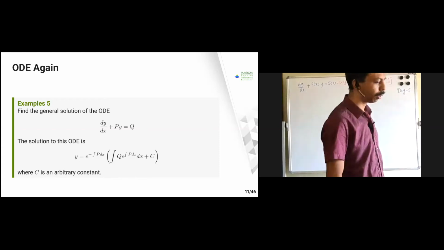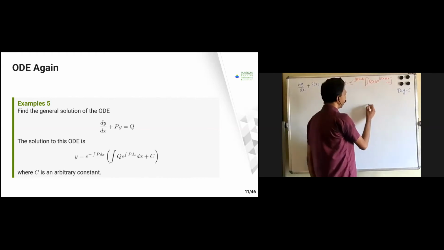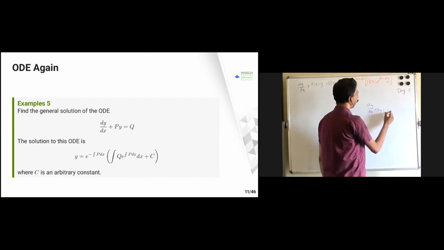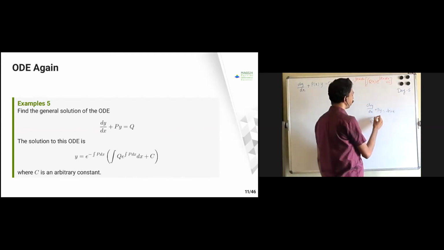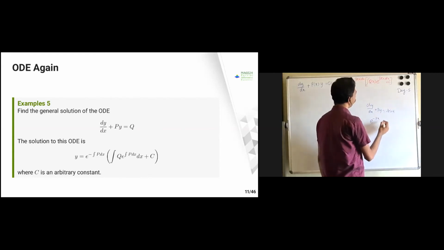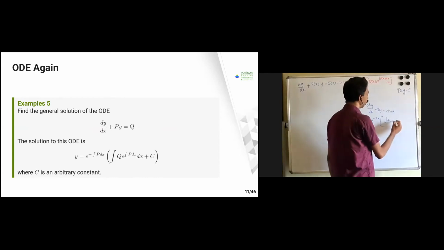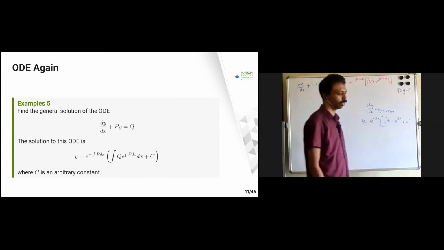If I give some problem, for example, suppose I give dy by dx plus 3y equal to sin x, then what will be the solution? In this case, you can find e power integral of 3 dx, so e power 3x. Then y equals e power minus 3x into the integral of sin x into e power 3x, plus c. Then you have to integrate this and then find the solution.